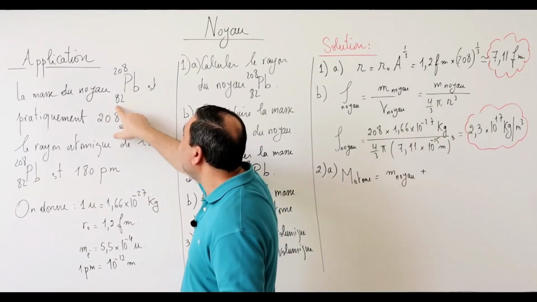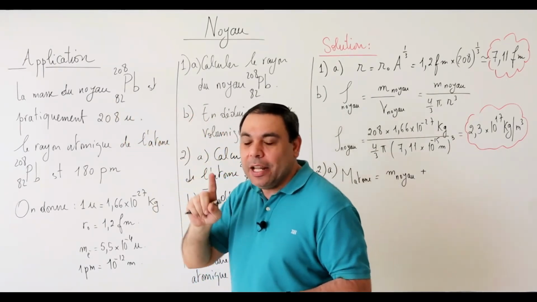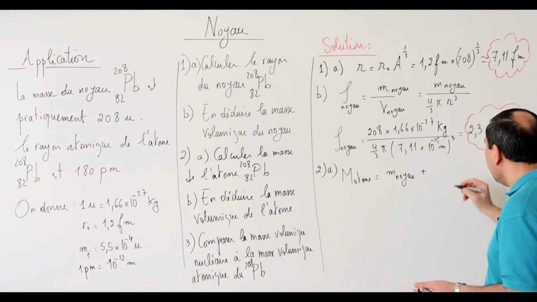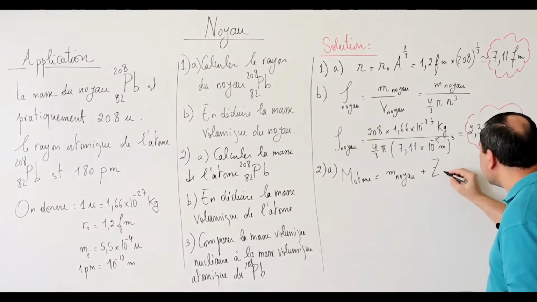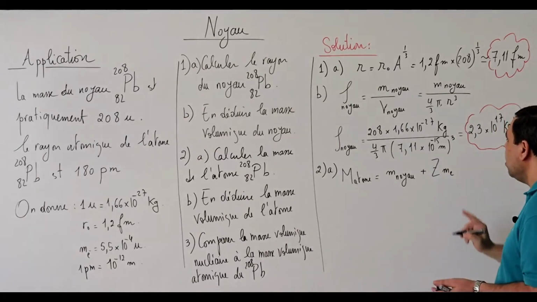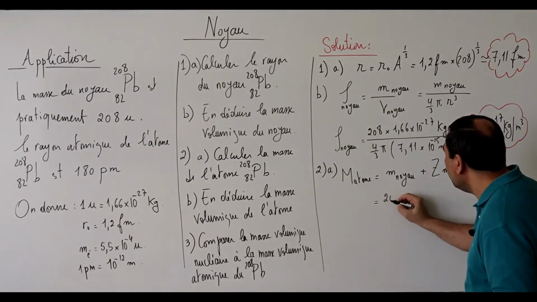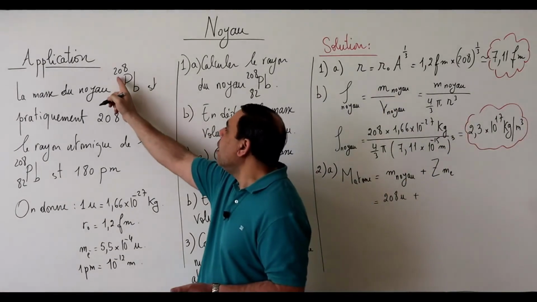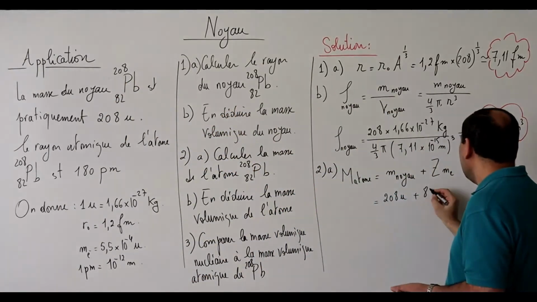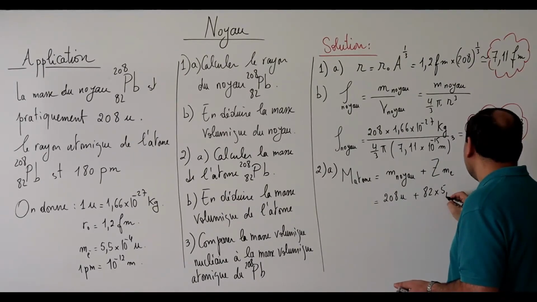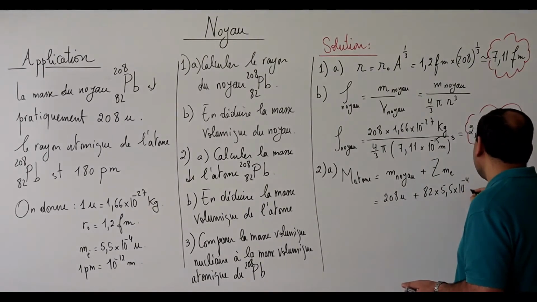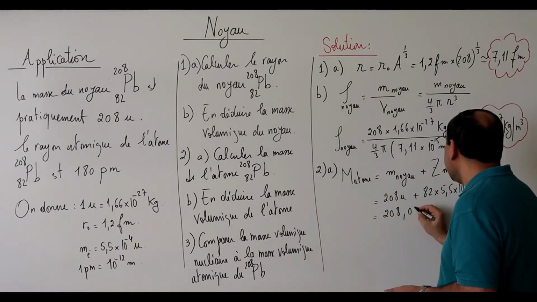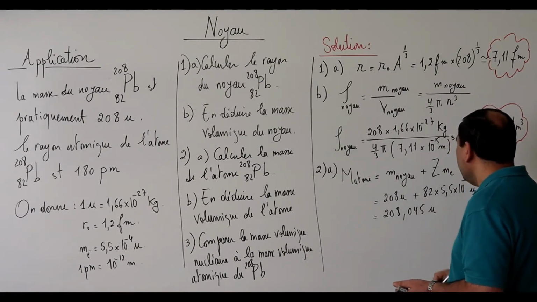The number of electrons in an atom is equal to the number of protons, since the atom is neutral. So we add it to the mass of its electrons, which is the number of the electrons Z multiplied by the mass of one electron. 208 U plus the number of protons, which is 82, multiplied by the mass of an electron, which is 5.5 times 10 exponent minus 4 U. The answer is 208.045 U.